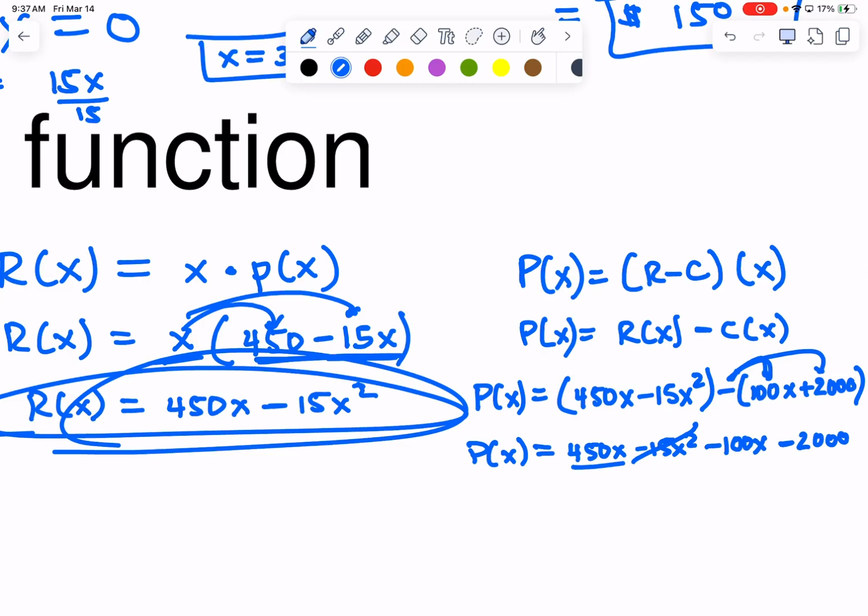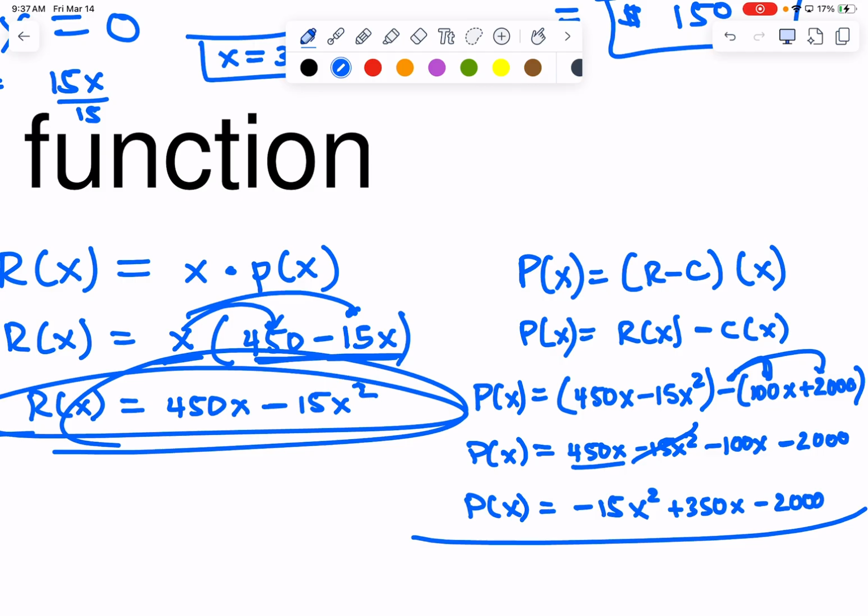Okay. You see that, right? No, I see that, but why's the 15X squared just crossed? All right, because I had to erase the work. So I'm going to write it down here, negative 15X squared. Got it. What's 450 minus 100? 350, yeah, minus 2,000. So there's my profit equation right there. That will calculate profit.